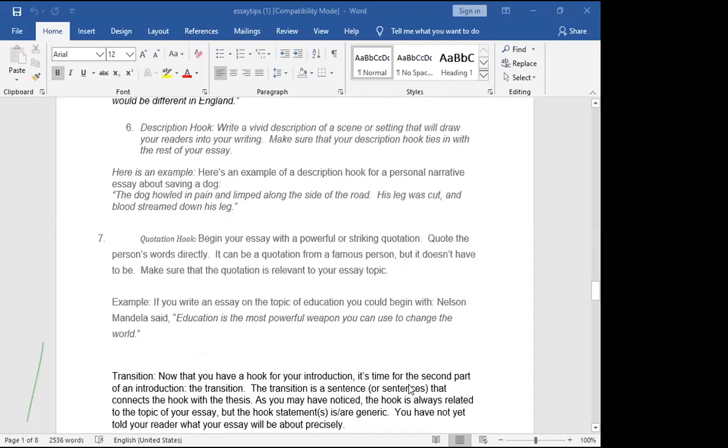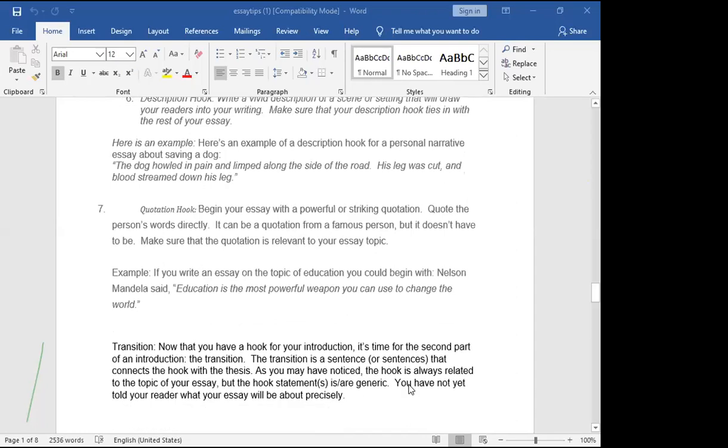Transition. Now, from that, we move to the body or the actual thesis of the composition. Now that you have a hook for your introduction, it is time for the second part of an introduction, the transition. The transition is a sentence or sentences that connect the hook with the thesis.